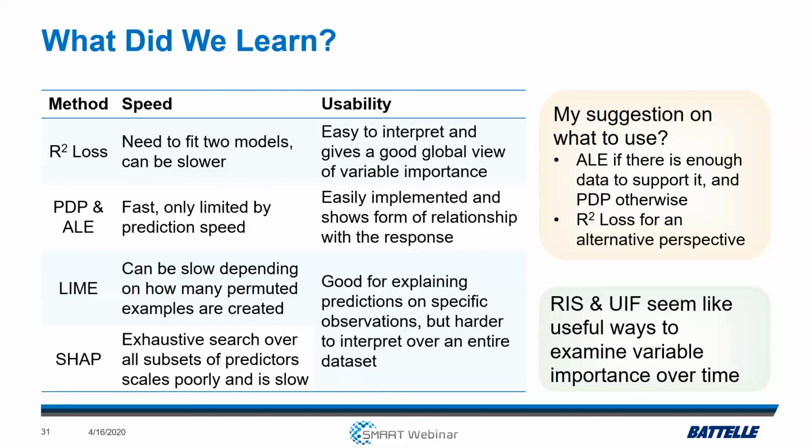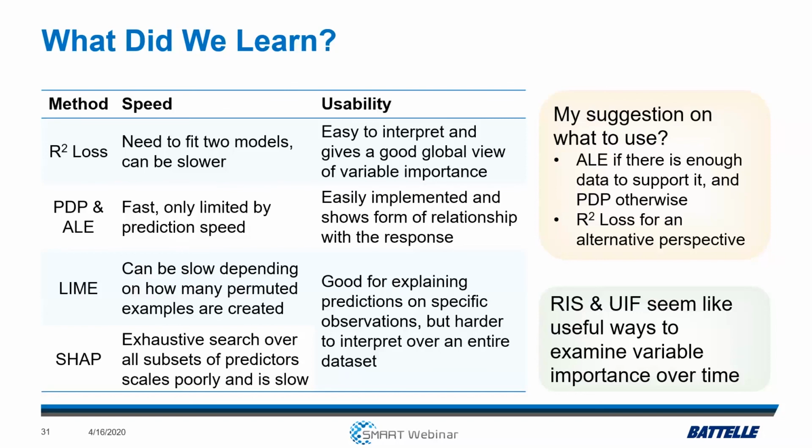So if I was going to suggest what to use, I found ALE to be pretty nice, as long as you have enough data to do that averaging over these empirical distributions within these windows. If you don't have as much data, then maybe these partial dependence plots are a better way to go.